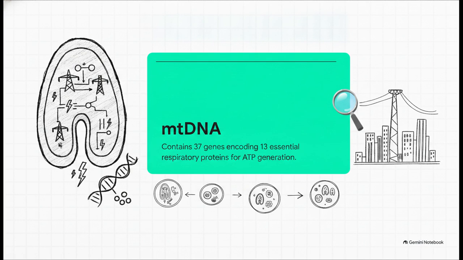Now, uniquely, mitochondria contain their own separate genetic blueprint, mtDNA. These 37 crucial genes encode 13 essential respiratory proteins. But here's the catch, and it's a big one. Unlike our nuclear DNA, mtDNA is highly vulnerable because its repair mechanisms are super limited. If those specific proteins mutate, well, the entire power grid just shuts down.